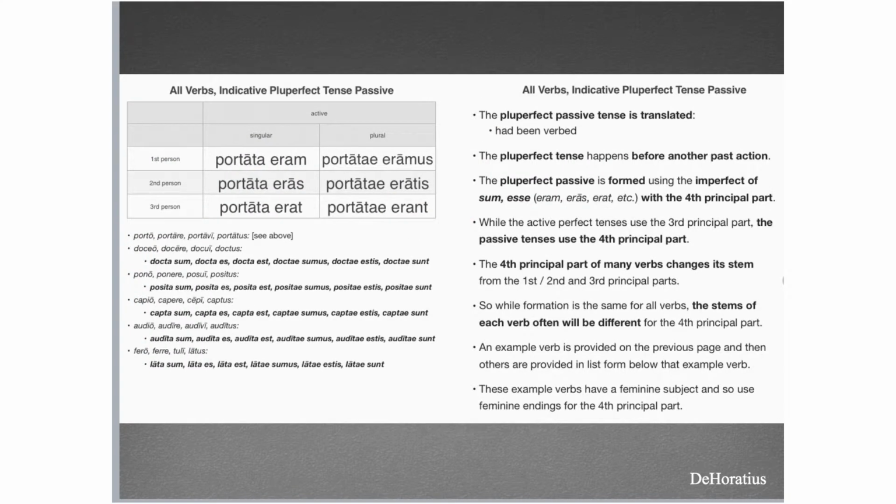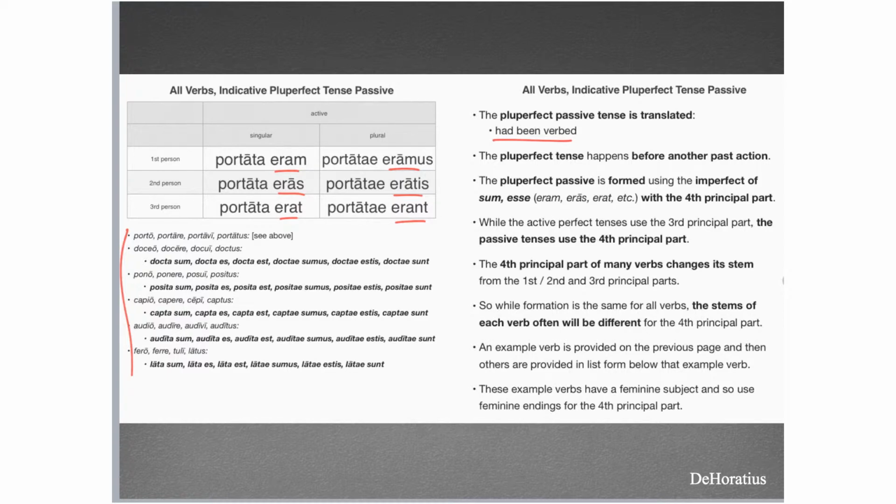All right, shifting to the pluperfect. So same exact thing, it's just the forms of the verb to be now are the imperfect rather than the present. And again, you've got all your conjugations done out here. So the pluperfect is had been verbed. And remember, the active is just had verbed, right? And the passive becomes had been verbed, that been making it passive.